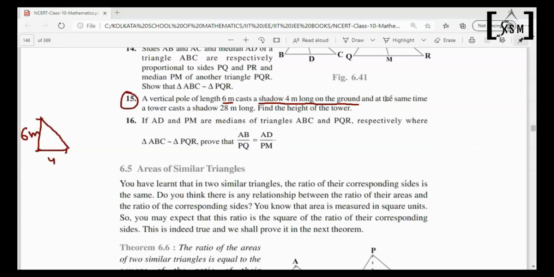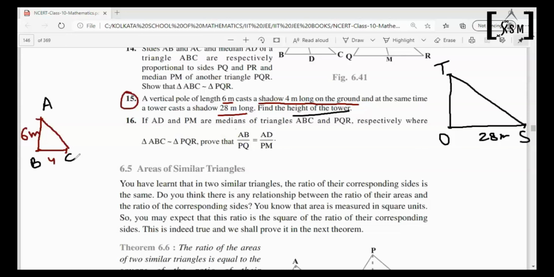And then at the same time, a tower casts a shadow 28 meter long. So there is a separate tower somewhere, at the same time, which casts a shadow of 28 meter. We have to find the height of the tower. Let's say the tower is TO, and this shadow is OS. And this triangle is triangle ABC. Because it is the same time, the side ratios should be equal, because the triangles will be similar.